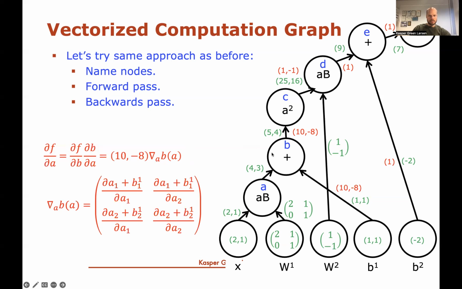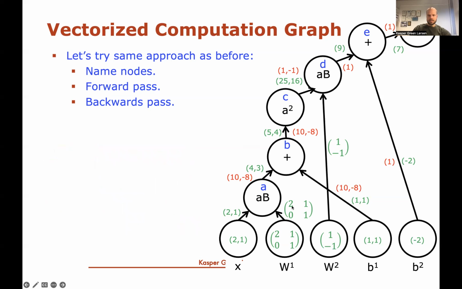Now, okay, so b is a function of a. Again, we already know what the b function was. The first entry is a1 plus the first entry of b1, so on and so forth. And I guess here, it's easy to see we get 1 on the diagonals and we get 0 off the diagonals. So it's the identity matrix again. And we just get 10, -8.